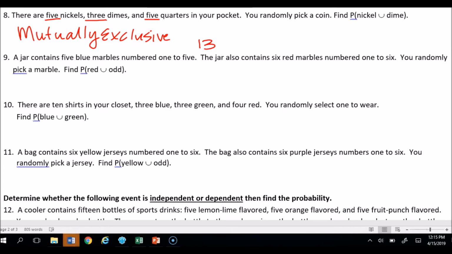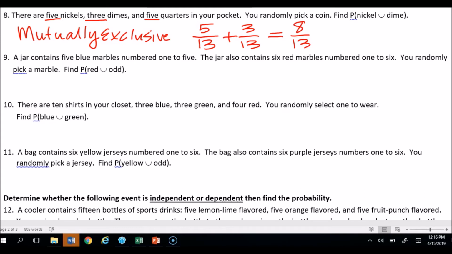So then it says, what's the probability of a nickel? So there are 5 nickels, so that's 5 over 13. Or a dime. So then we're going to add to it the number of dimes, and we had 3 dimes. So we're just going to add 5 plus 3. Remember, we have a common denominator, so we're not going to change that. 5 plus 3 is 8 over 13. So that is our probability.